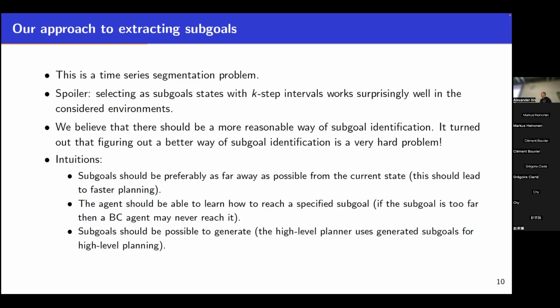And the third criterion is that the subgoal should be possible to generate, because eventually we want to plan in the subgoal space. So we want to have a generative model of subgoals. If we have subgoals that we cannot generate during planning, those are kind of useless subgoals.